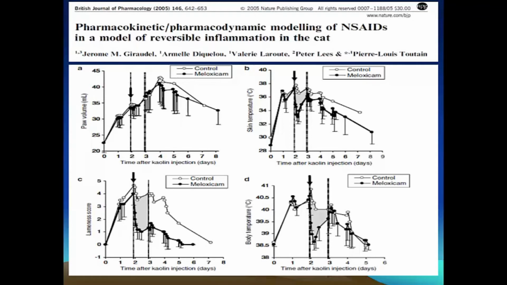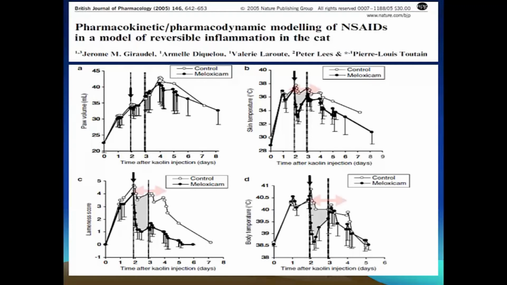Well, we have the paw volume on the upper left, the skin temperature on the upper right, the lameness score on the lower left, and the body temperature on the lower right. So on day 0, they injected kaolin on the cat's paw, and they created the inflammation that reached its peak on day 2 for most things except for the paw volume that, as you can see, continued to go up.